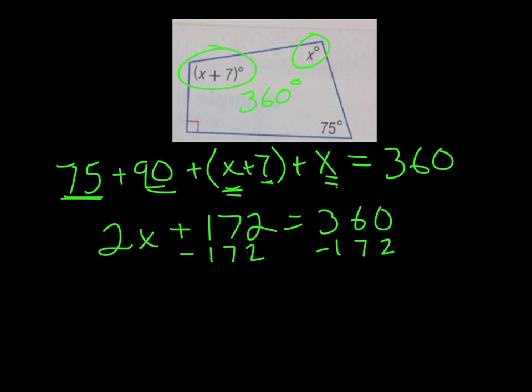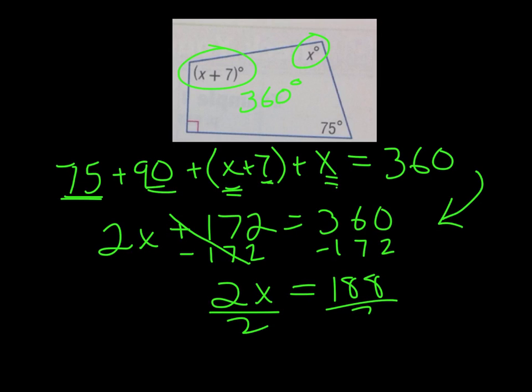Now notice how I'm writing these out. I'm working things down as I go here. Okay, now I subtract the 172 to get rid of that, and that's going to give me 188 over here, which is equal to 2x. I continue to work down. Divide by 2 on both sides. And that's going to cancel out here, and that leaves me with x equals 94.